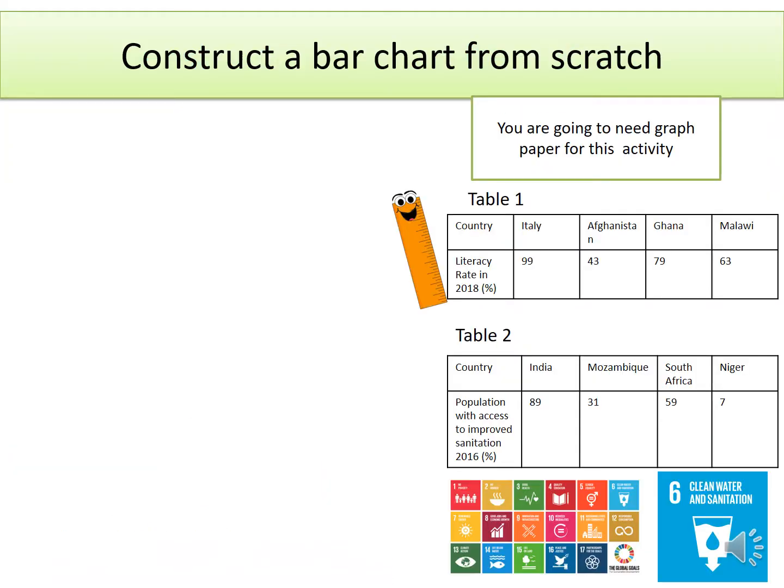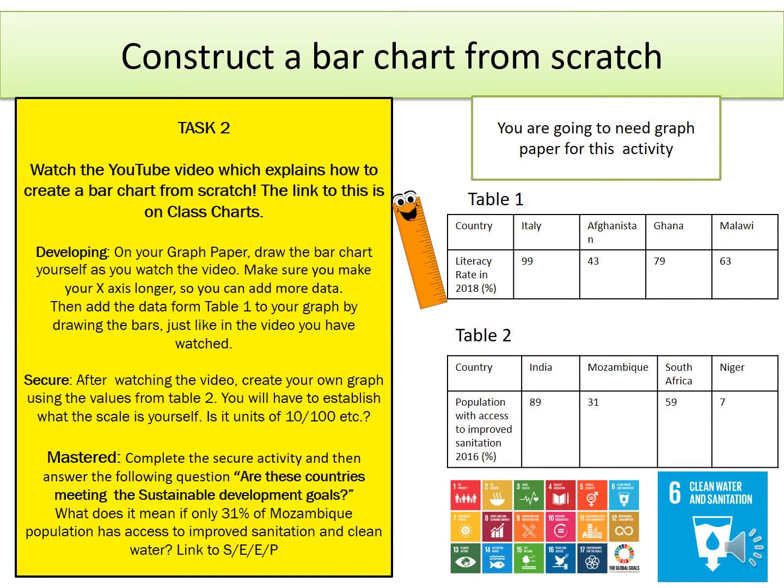We are now going to learn how to construct a bar chart from scratch. For this activity, you are going to need graph paper and, of course, a ruler. You have to watch the YouTube video which explains how to create a bar chart from scratch. The link to this is on ClassCharts. Now there are 3 activities that you can choose to do depending on the grade that you are aiming for.